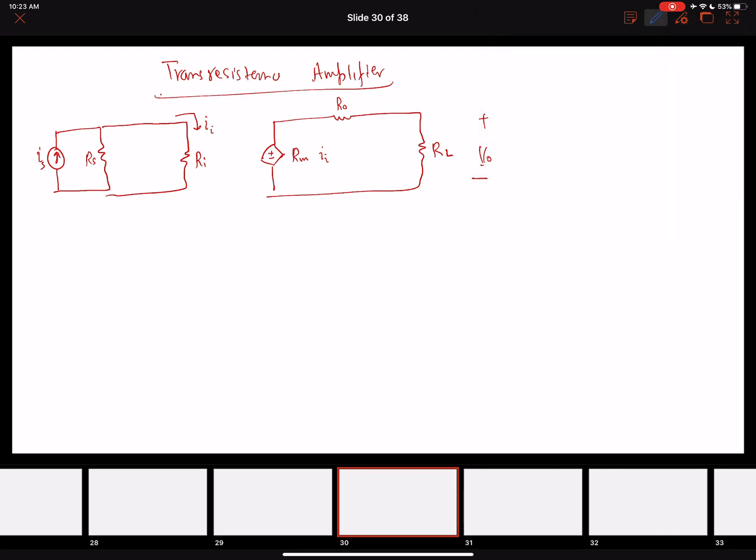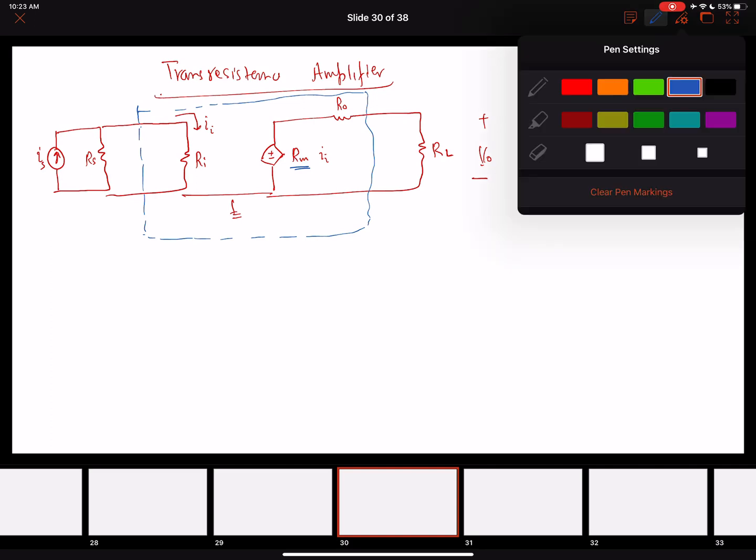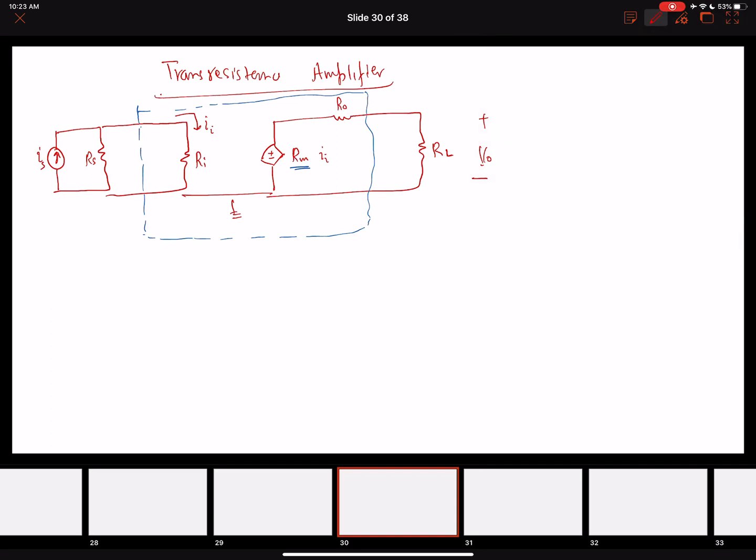Let me connect over here. This is the ground, and here is your model of a trans-resistance amplifier, right? The gain of the trans-resistance is denoted by Rm. So what we want to find out is the gain of this trans-resistance amplifier.